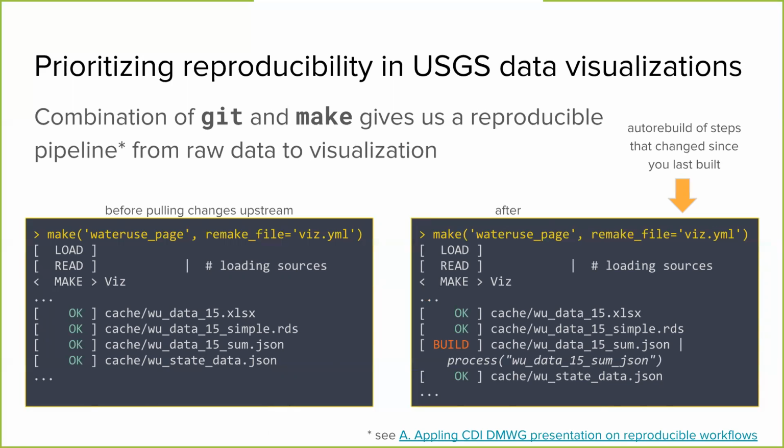So because we can make this process pretty fast to share code and stay in sync, we are able to maintain that synchronization across our team a lot more effectively, and that gives us a more reproducible product overall.